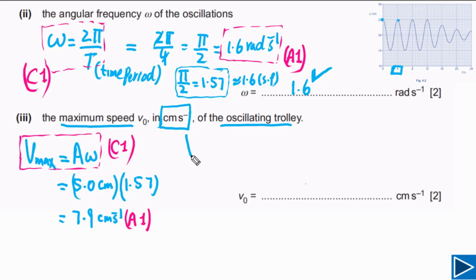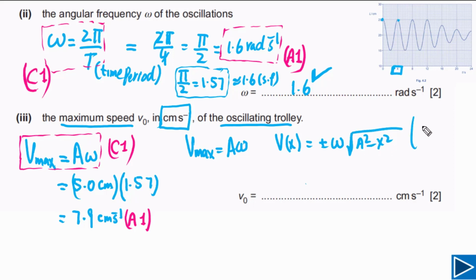Let's try to understand how we got this formula. Meaning, how do we know that Vmax is equal to A times omega? In the formula list, you can find V as a function of X. This is equal to plus minus omega times the square root of A squared minus X squared, and this is given in the formula list. On the third page you can find this formula. Now if you need to find Vmax, V is maximum at X is equal to 0, meaning at the equilibrium position the speed is maximum.